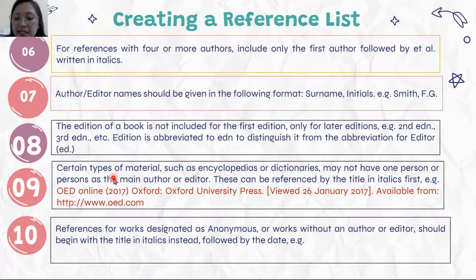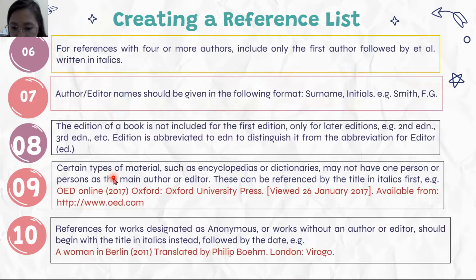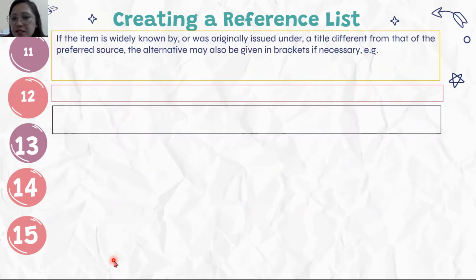References for work designated as anonymous or works without an author or editor should be given with the title in italics instead followed by the date. So, example given, we have A Woman in Berlin. Since we don't know who wrote that, di ba hindi natin alam kung ano yung pangalan niya talaga. So, ang nilalagay is A Woman in Berlin, 2017, translated by Philip Boehm, London, Garago. Ito, dapat naka-italic din ito. A Woman in Berlin, dapat naka-italic siya.